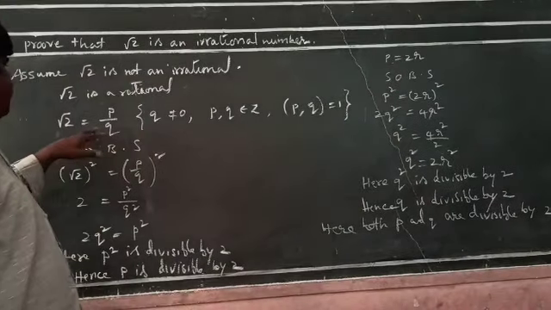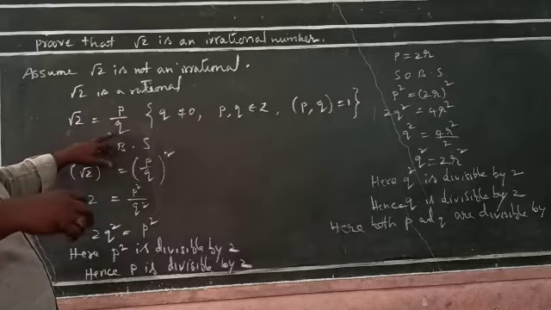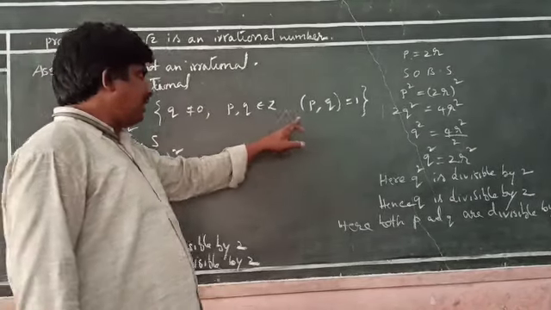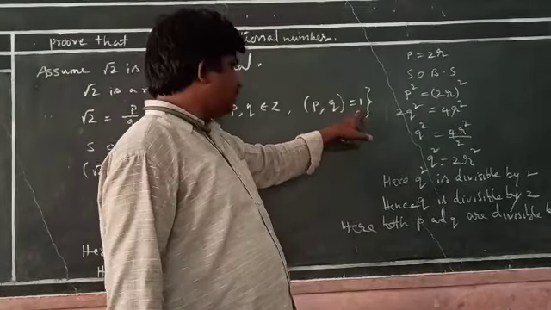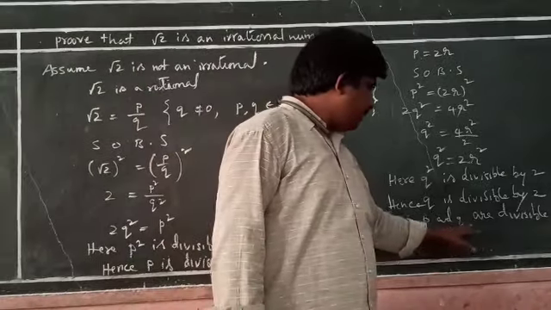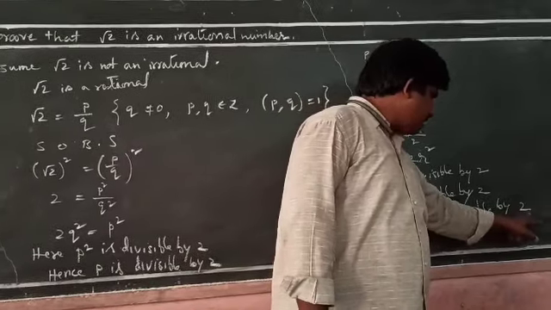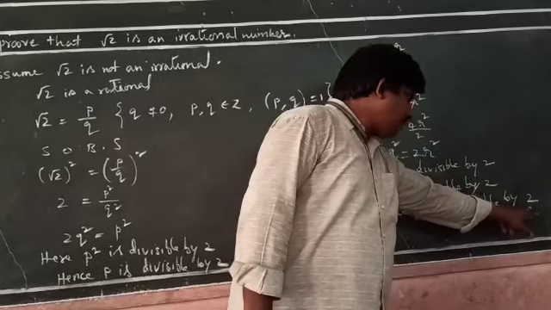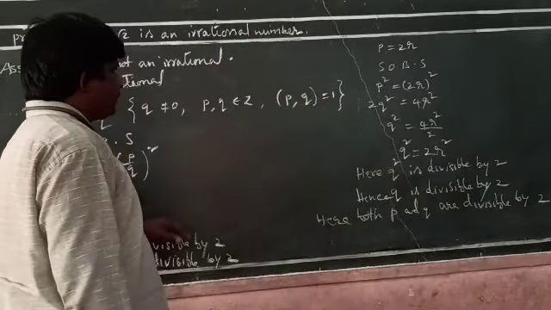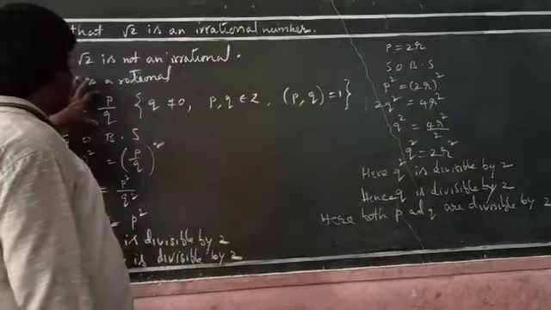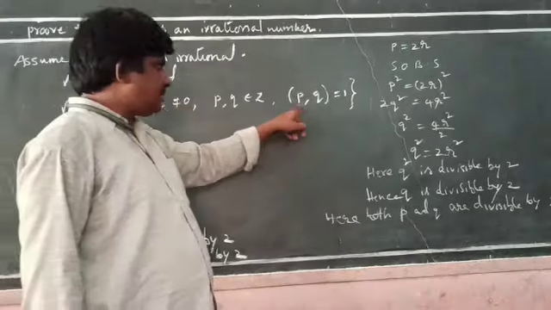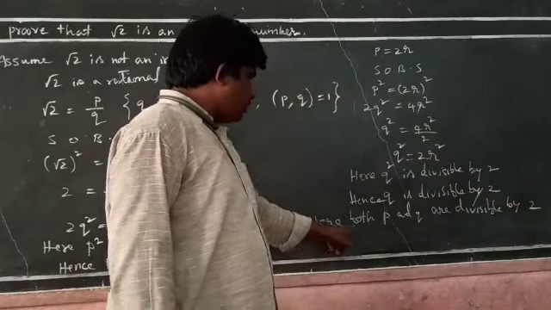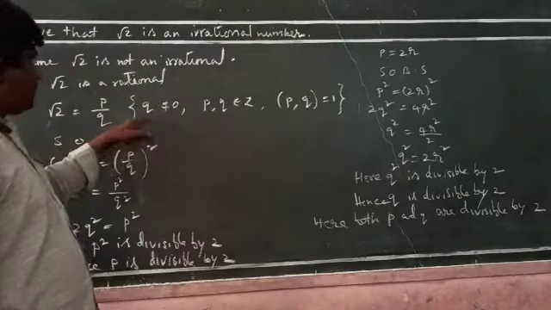Now coming to the definition of the rational number. What is the definition? p by q, q not equal to 0, both are integers, and the HCF of both p and q is 1. But here both p and q are divisible by 2, which means the HCF of p and q we are getting is 2 instead of 1. So that is a contradiction. Whenever p by q is a rational number, the HCF must be 1. But here the HCF we got is 2. Therefore, it is wrong as per the definition.